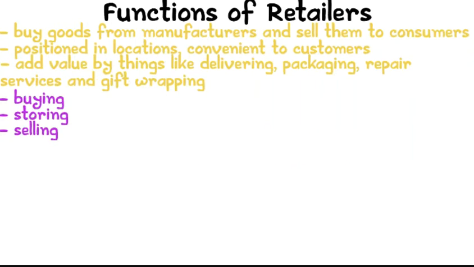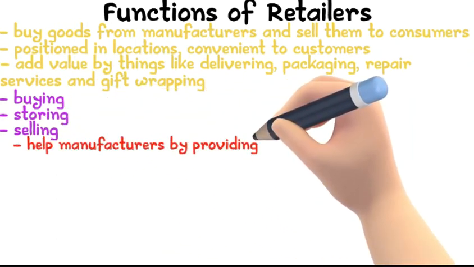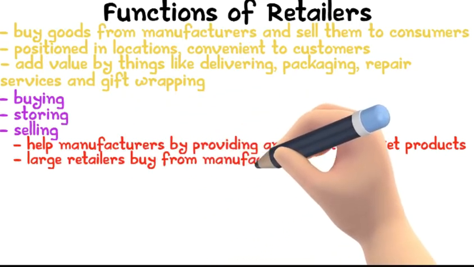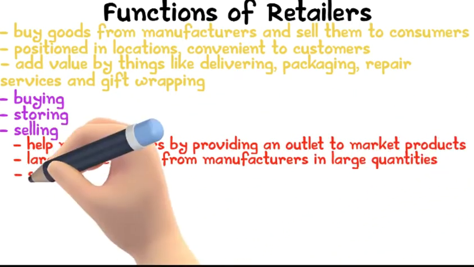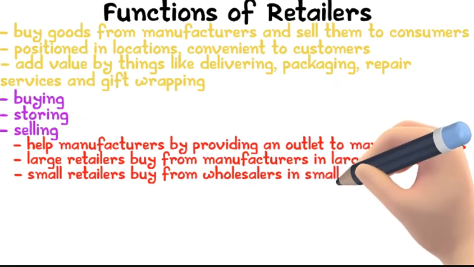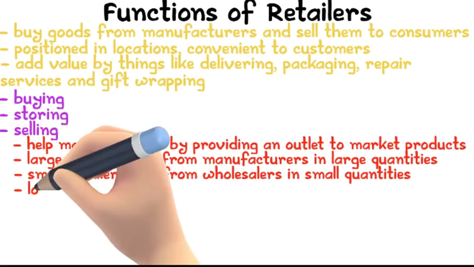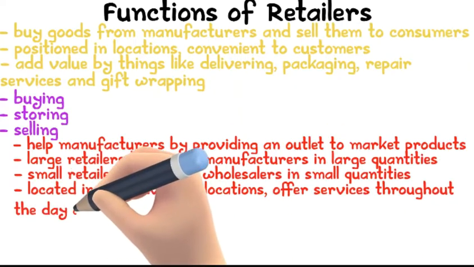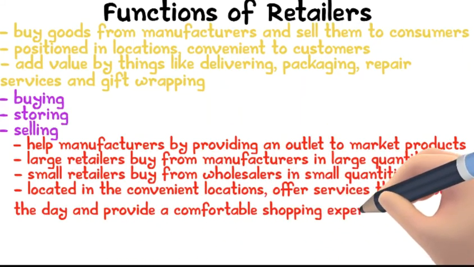Selling. Retailers help manufacturers by providing an outlet to market their products. Large retailers buy straight from manufacturers in large quantities. Small retailers buy from wholesalers in smaller quantities. Retailers are often located in convenient locations, offer services throughout the day, and provide a comfortable shopping experience.